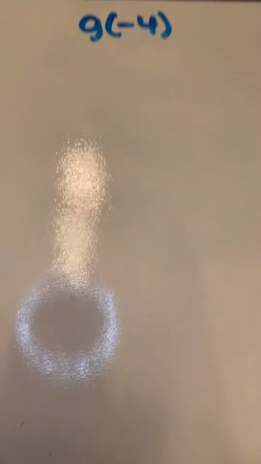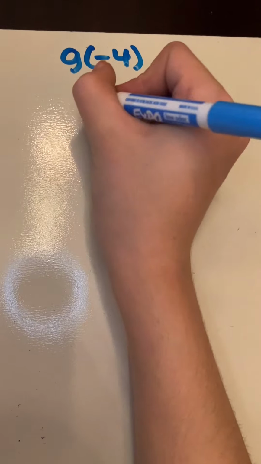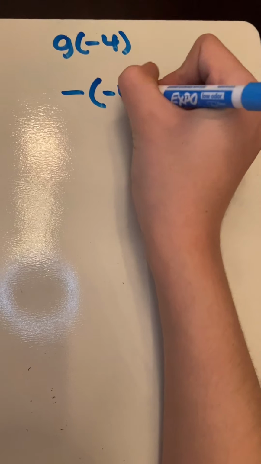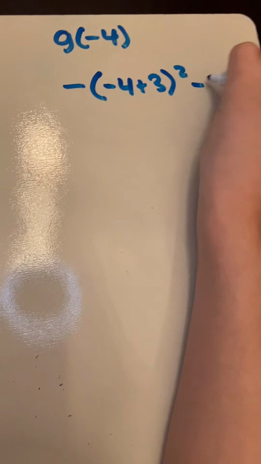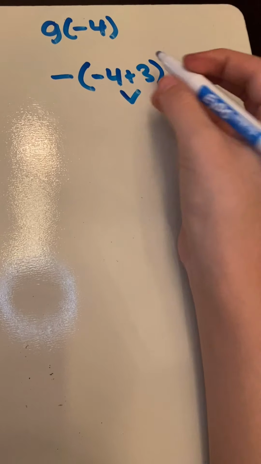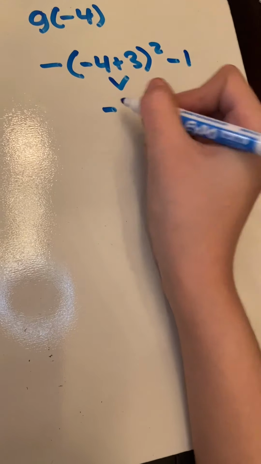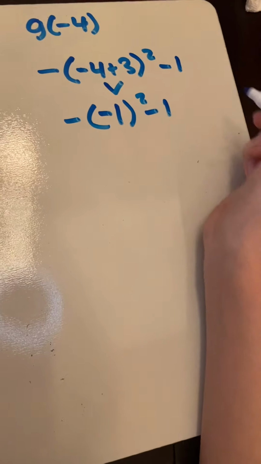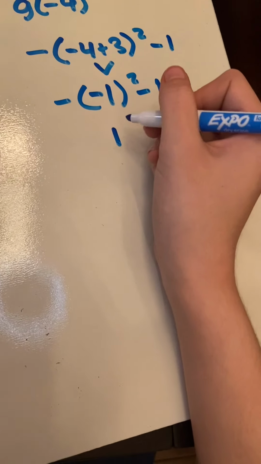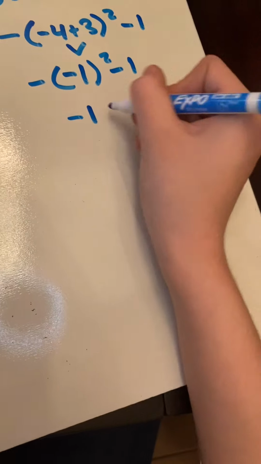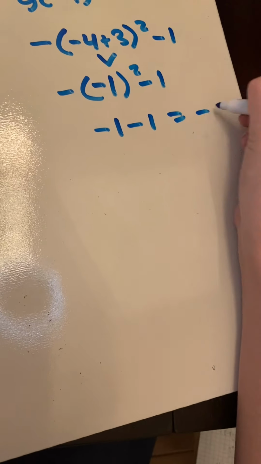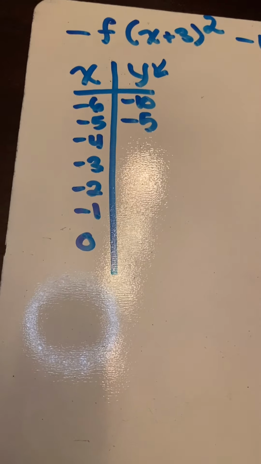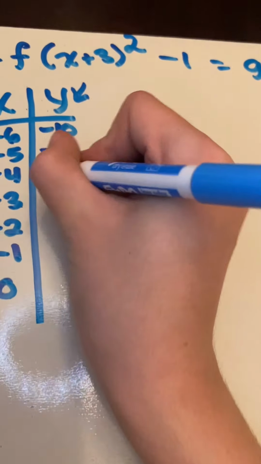So let's keep going. g of negative 4, we do the same thing we've been doing, obviously. So we do negative, parentheses, negative 4 plus 3 squared minus 1. We bring down this, negative 4 plus 3, keep the sign of the bigger number, negative 1 squared minus 1. Do exponents first, gives you 1. Multiplication of the negative, negative 1 minus 1 equals negative 2. So we know that when x equals negative 4, your y is going to equal negative 2.